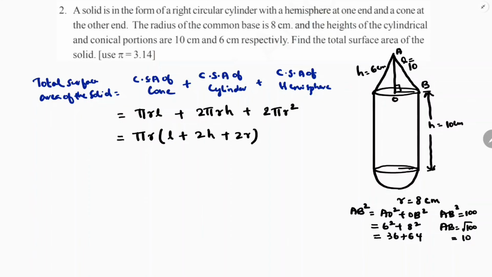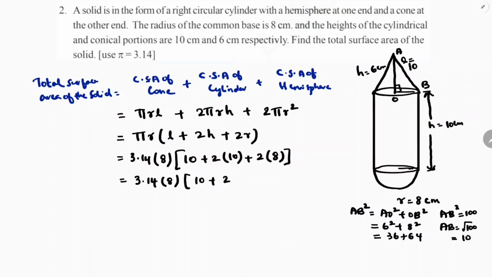Now if I substitute the values, pi is 3.14, radius is 8, slant height is 10, 2 times h, height of the cylinder is 10, and 2 times radius, that is 2 times 8, 16. So 3.14 into 8, 10 plus 20 plus 16. Now 3.14 into 8, here 10 plus 20, 30, 30 plus 16, 46.